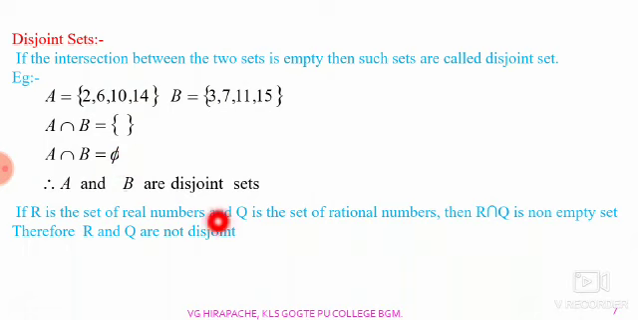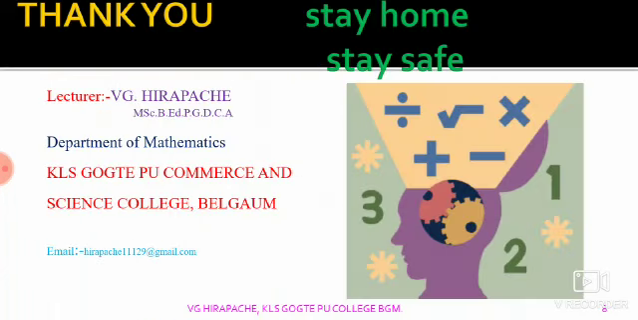If R is the set of real numbers and Q is the set of rational numbers, then R intersection Q is a non-empty set. Therefore R and Q are not disjoint. The simple meaning of disjoint sets is that the intersection between the two sets is empty.